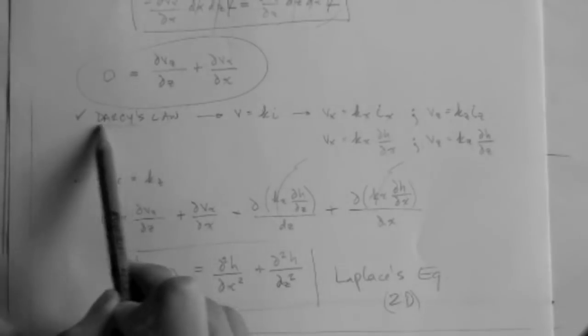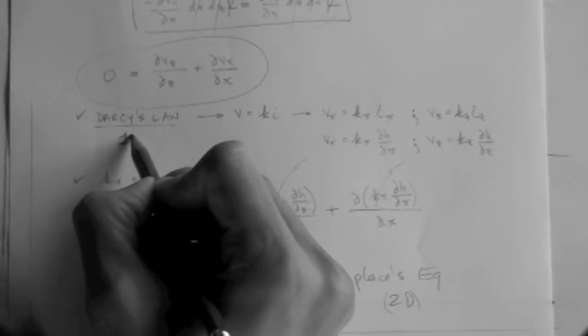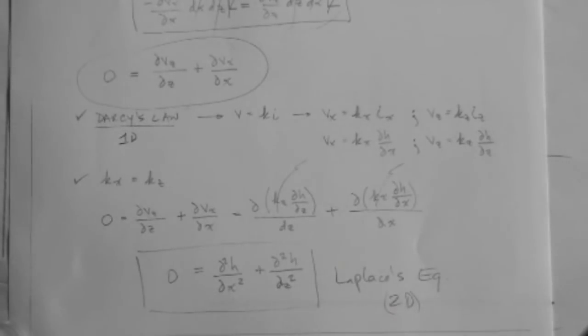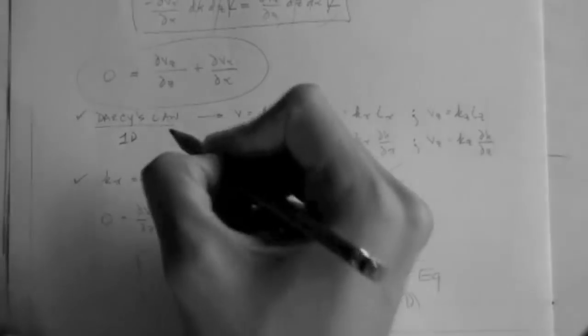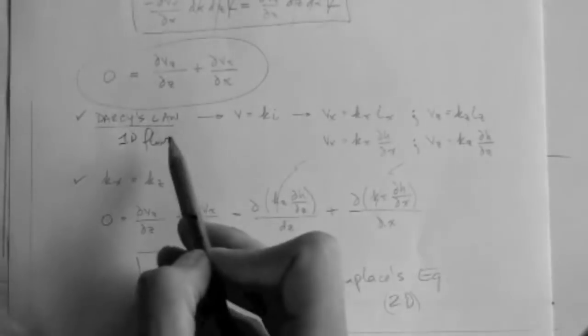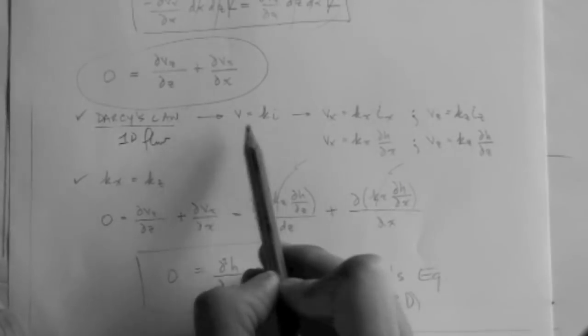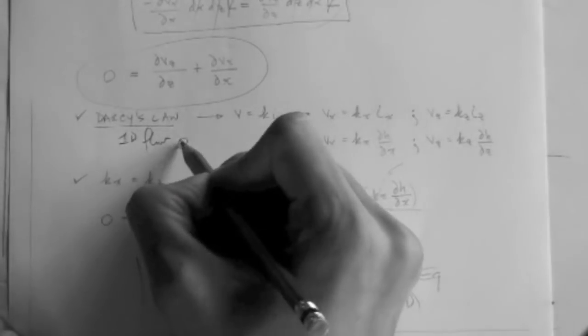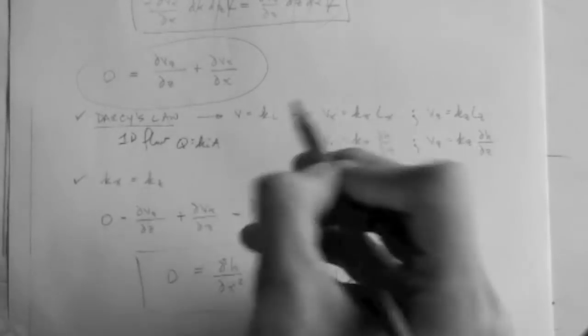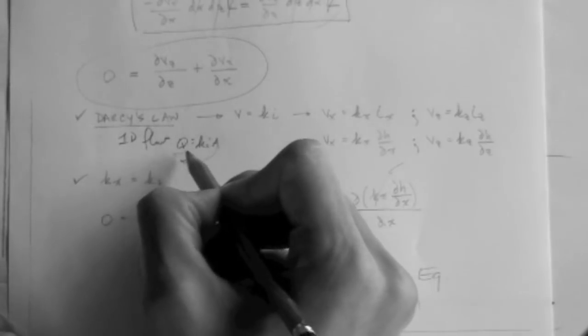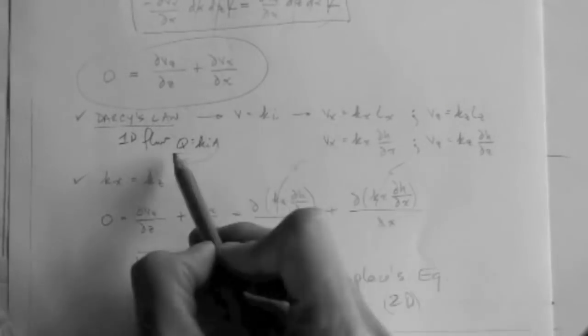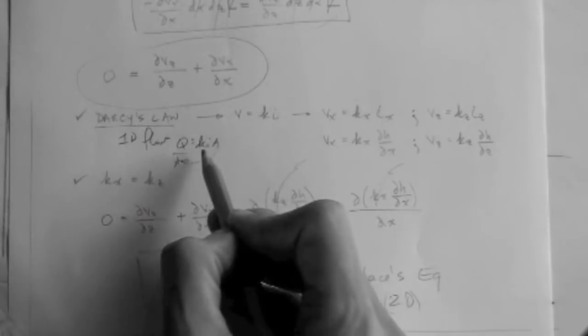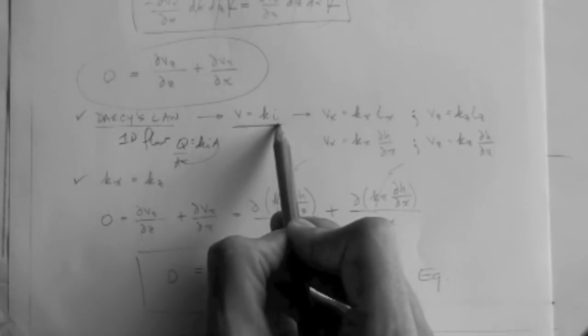Now we're going to invoke Darcy's law. Remember 1D flow? The 1D flow equation? We're going to invoke it. Basically we have Darcy's law: Q is equal to KiA, right? But if we divide by A, we get the Darcy velocity, which is equal to Ki. Darcy velocity is equal to Ki, right here.